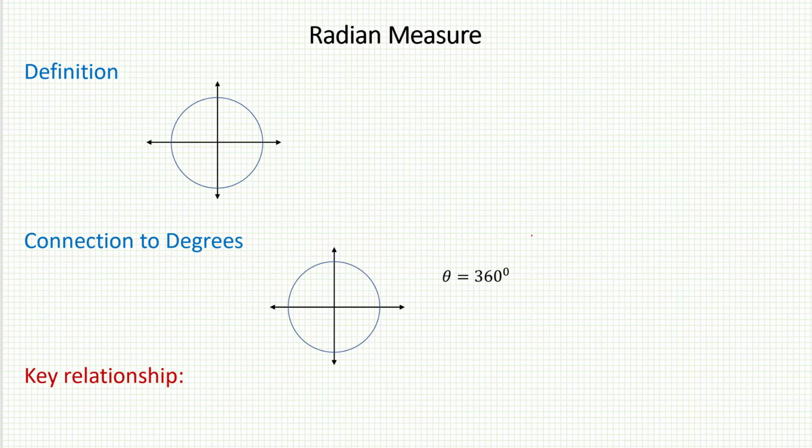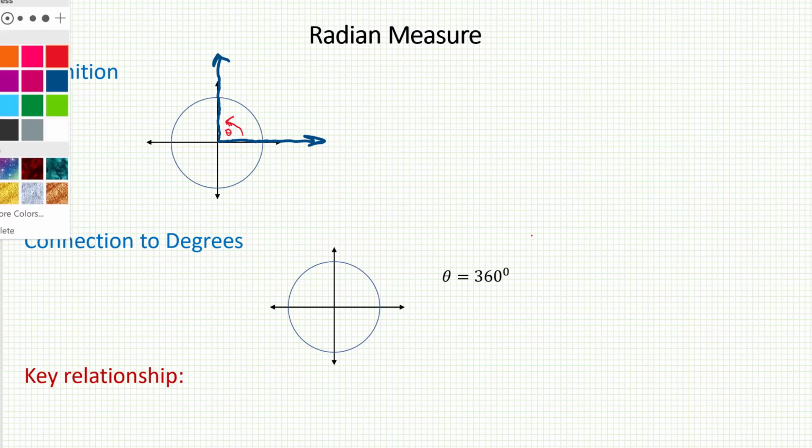Radian measure. Here's the definition for radian measure. Take a circle of any size centered at 0, 0, and then draw your angle in standard position. So let's draw a picture of an angle in standard position. Here's the initial side, here's the terminal side, here's the rotation arrow. Why don't we call this angle theta?